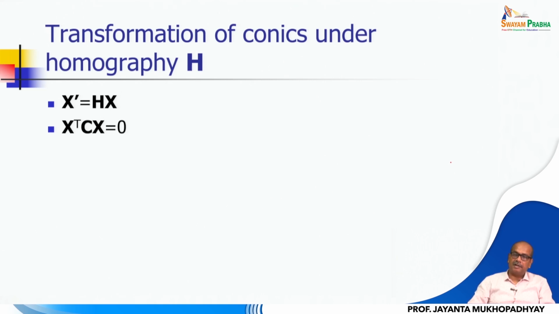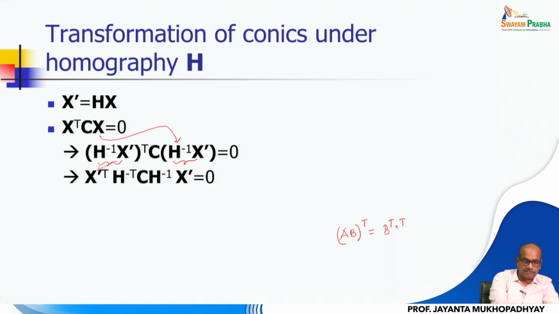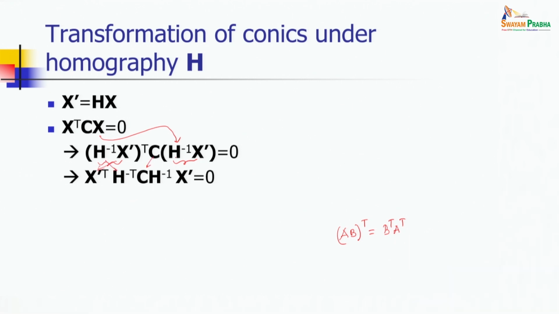So, once we transform a point x using a projective transformation H, it becomes x prime. If I consider all the points which are on the conic, what arrangement do you get after transformation? There we can replace x by H inverse x prime, and then by simple algebraic manipulation, because you know that the transpose of a multiplication of two matrices can be written as B transpose A transpose, we can apply that here. So, you can see that this is x prime transpose, this is H inverse transpose, C remains, similarly this is H inverse and this is x prime. Now, you observe this thing.